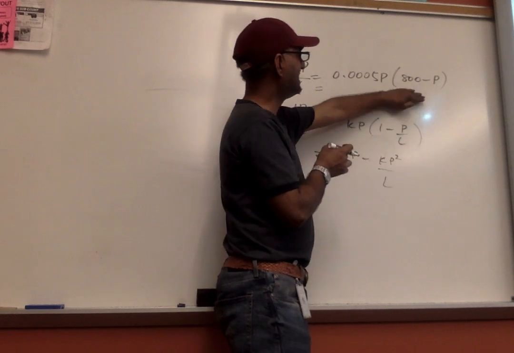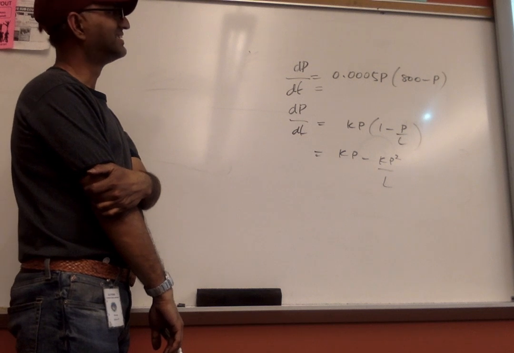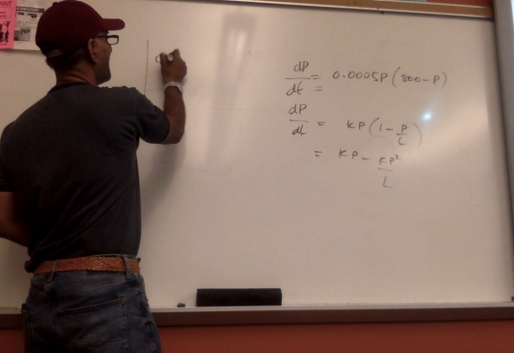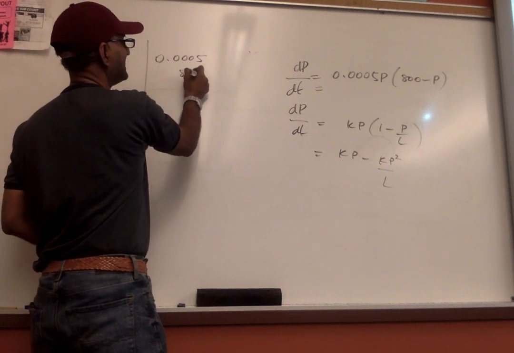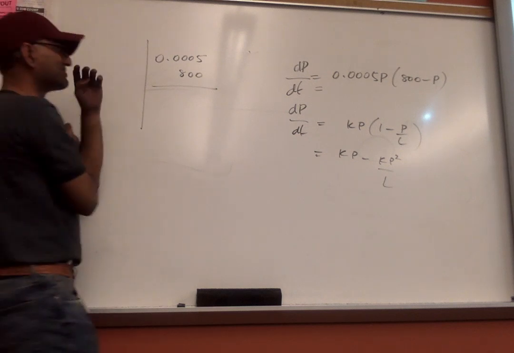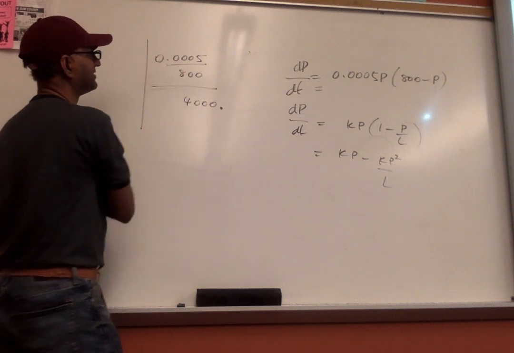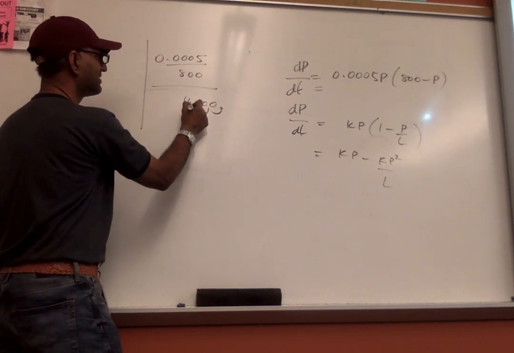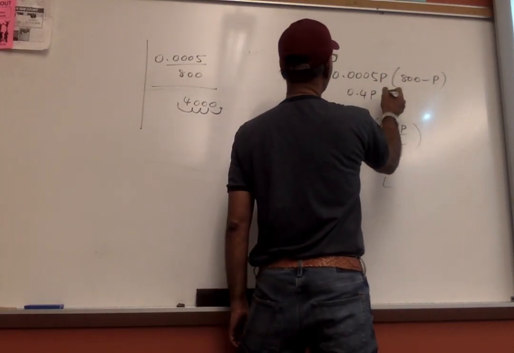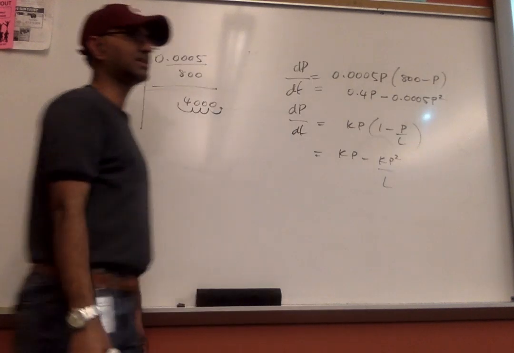Middle school math. What's 800 times 5? 4,000. So observe, I'm doing a sidebar: 0.0005 times 800. I'm showing you middle school multiplying decimals. So it's 4,000, correct? The decimal starts here. How many decimals do I have? 1, 2, 3, 4. So it's 0.4. So that is 0.4P minus 0.0005P squared. Is that clear?